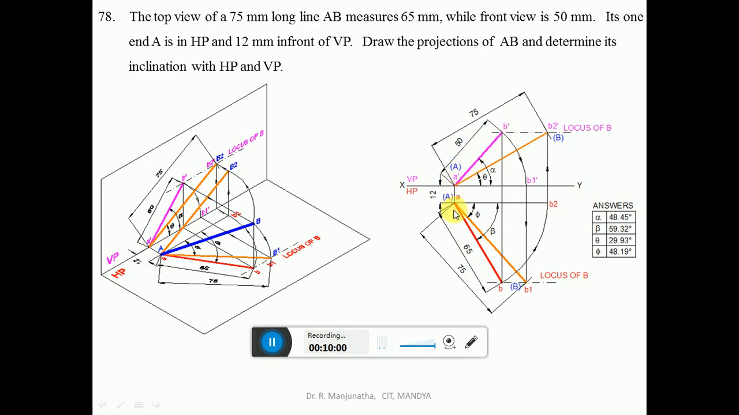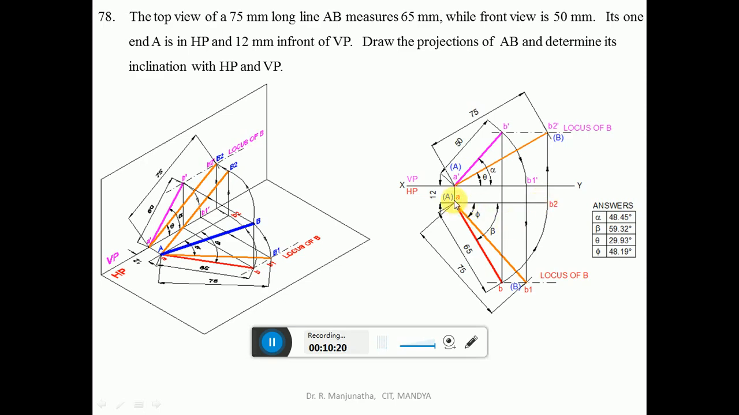Similarly, you know that AB2 is the line which is parallel to VP. But due to the presence of the locus of B in the top view, with A as center, take the radius of AB2 such that B2 should touch the locus of B, such that the length of the line AB2, that is 65 mm in the top view, should not alter.